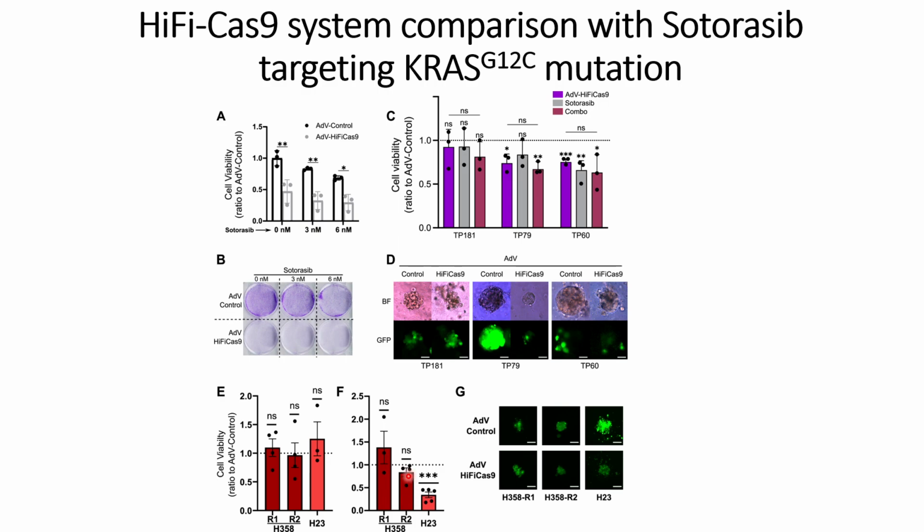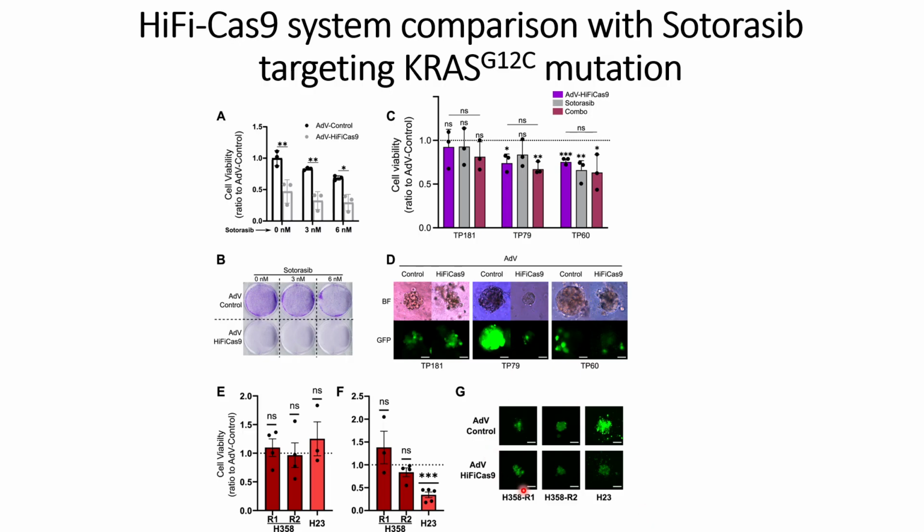Here we can see that for H23, the results are statistically significant, but for the resistant cells we do not see statistically significant results, although for the individual cells, if they look, they can see a decrease in some of the cases.